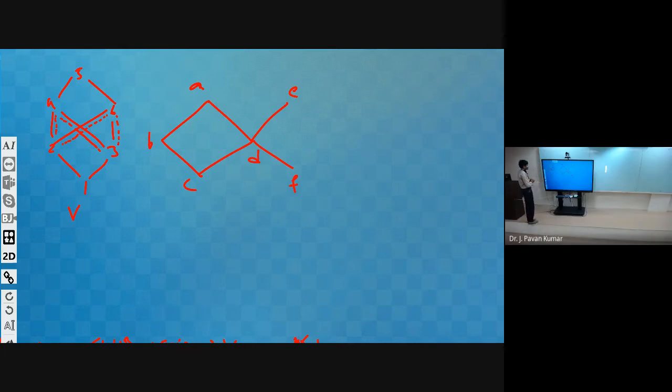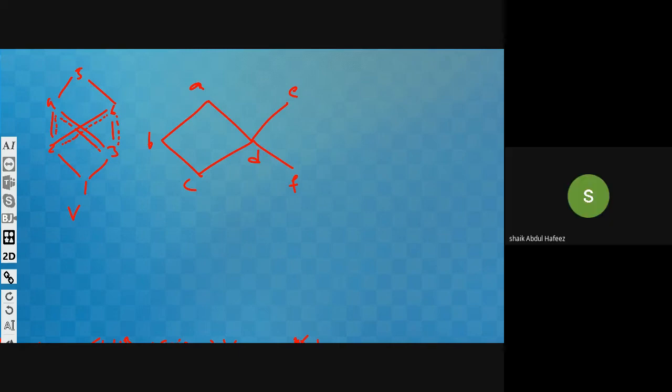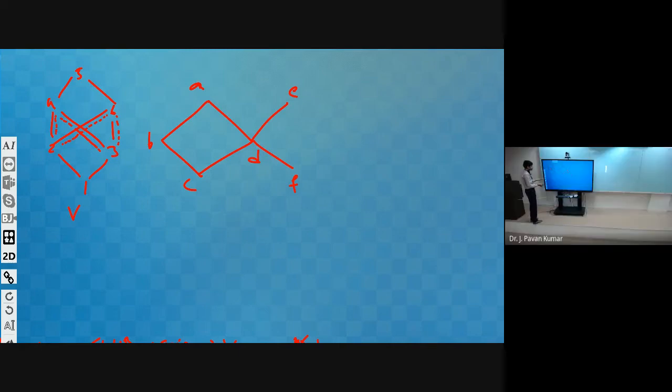So now, the join is nothing but the least upper bound. The upper bounds will include 4, 5, 6. Out of those, what is the least upper bound? Least upper bound means the minimum element. Out of 4, 5, 6, what is the minimum element? There is no minimum element. So 2 join 3 does not exist.